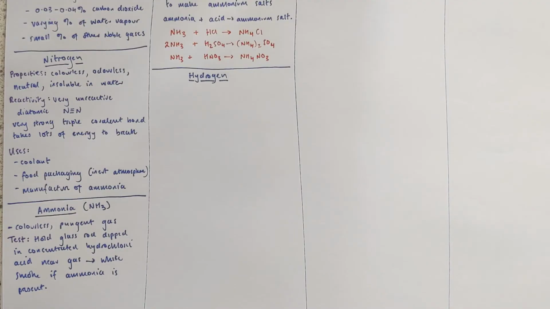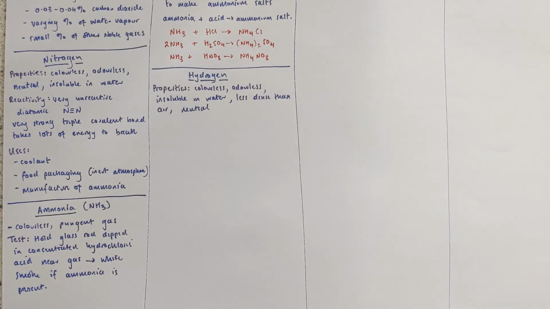The next gas we'll look at is hydrogen gas, and again it has a number of key physical properties. Like nitrogen, it is a colourless, odourless gas which is insoluble in water. It's also a very light gas, it's less dense than air, it's actually the lightest gas you can pretty much find on Earth. And it's also a neutral substance as well, it's not acidic or alkaline.